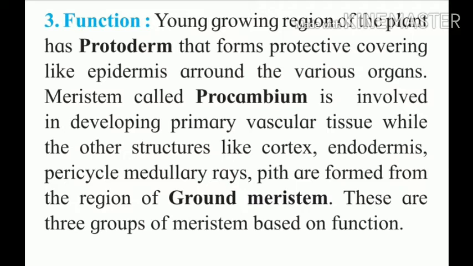Let us see about the function. They are generally young, growing parts of the plant. Protoderm forms a protective covering. Procambium is involved in developing the primary vascular tissues, while structures like cortex, endodermis, pericycle, medullary rays, pith are formed from the region of the ground meristems. These are the three groups of meristems based on the functions.